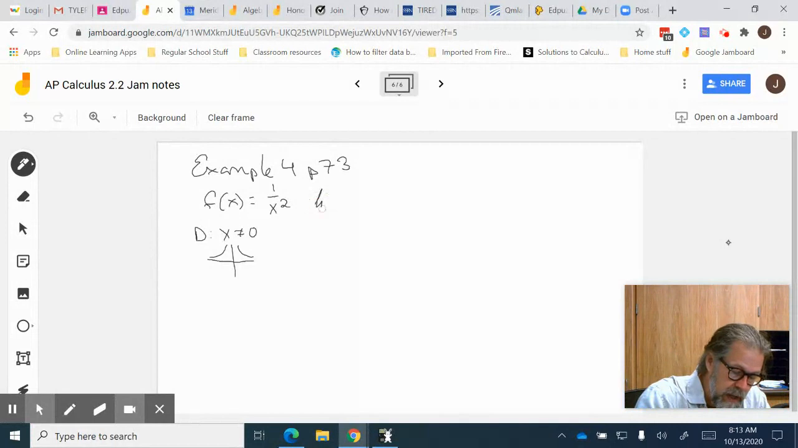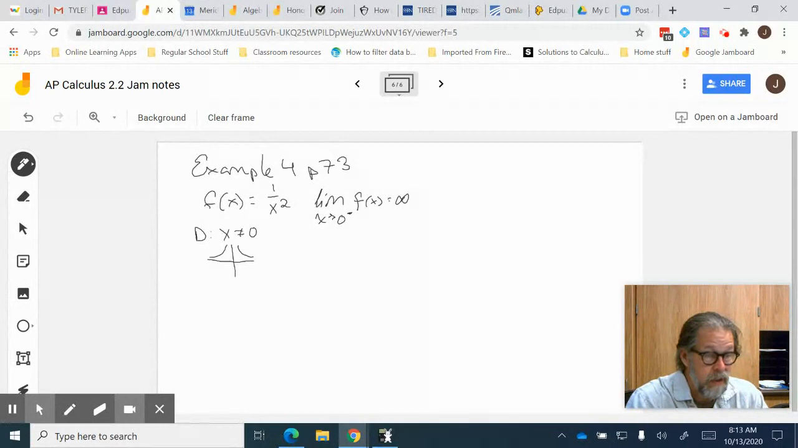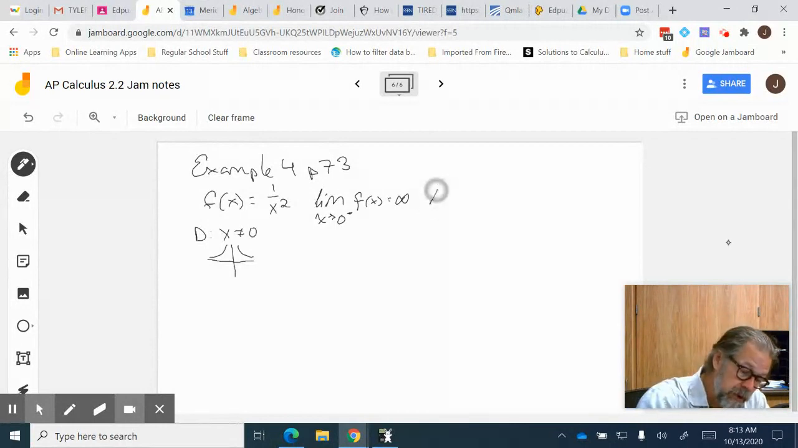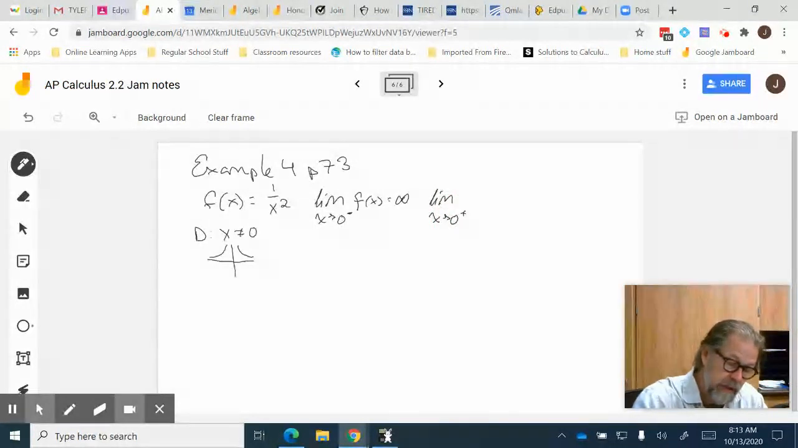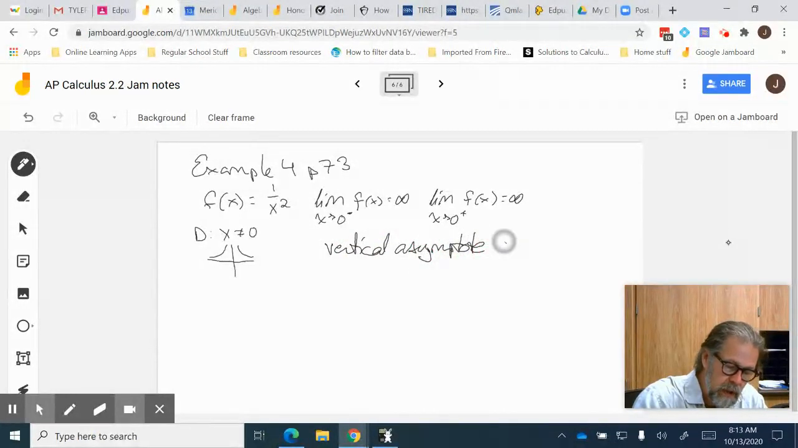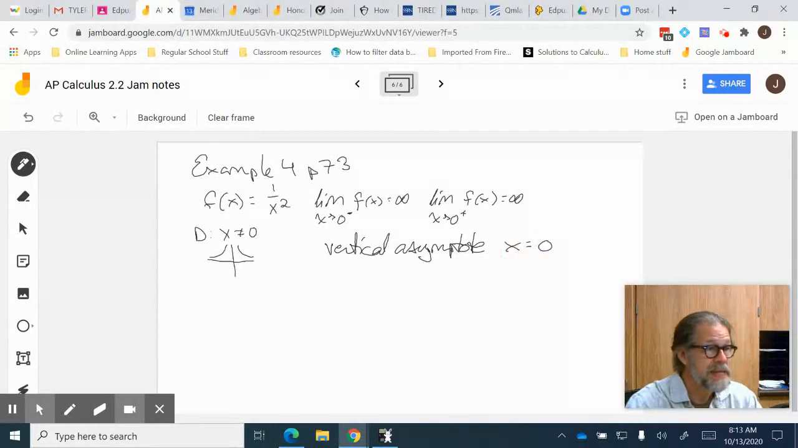So if we look at the limit as x goes to 0 from below of this function, oops, that was a from below, we notice this is positive infinity. We've qualified for a vertical asymptote, but just for fun, let's look at the limit as x goes to 0 from above of the function. And that's also positive infinity. So boom, we have a vertical asymptote either side. It is x equals 0. So go ahead and do exercise 27 in the book.